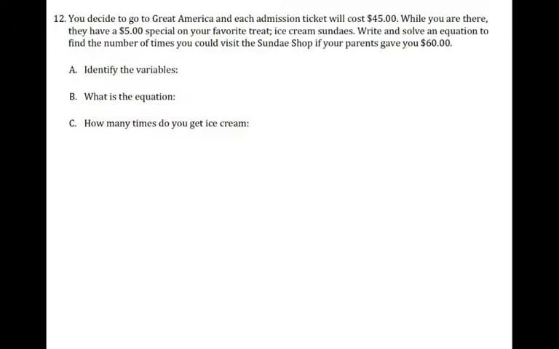Okay, number 12. You decide to go to Great America, and each admission ticket will cost $45. While you are there, they have a $5 special on your favorite treat, ice cream sundaes. Write and solve an equation to find the number of times you could visit the sundae shop if your parents gave you $60. So, identify the variables. So when you're identifying your variable, you basically need to ask yourself, what am I solving for? And in this case, I'm solving for the number of times I can get a sundae. So I'm going to let x represent the number of sundaes that I can get.